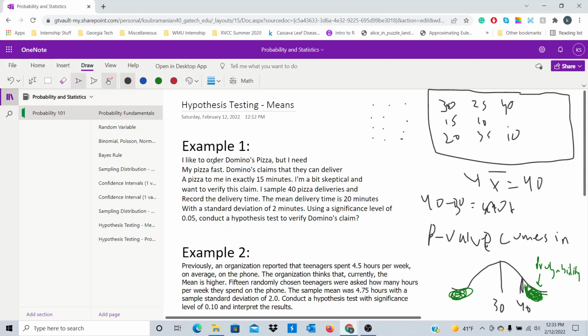So in our example, let's actually continue our study of pizza parlors. I like to order Domino's pizza. I have a favorite topping. You probably do as well. I like pineapples and jalapenos, but some people don't like that.